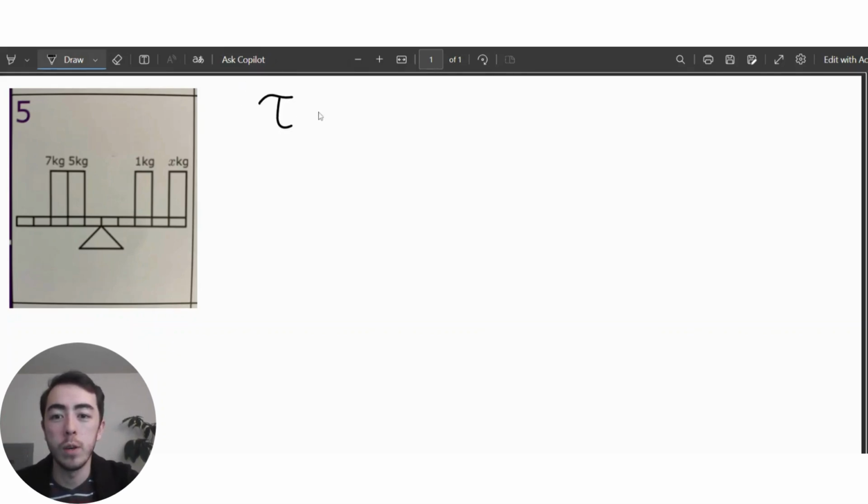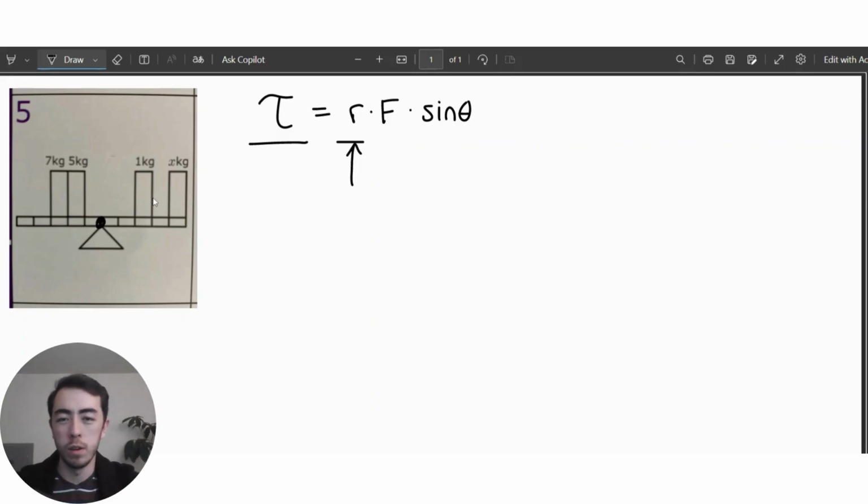And I'm going to write the equation for torque and walk through it before I start solving the problem. So here's the equation for torque, and it has to do with this r variable. This stands for the distance between the fulcrum, or that balancing or hinge point, the distance from the fulcrum to the force. And that's what this F is.